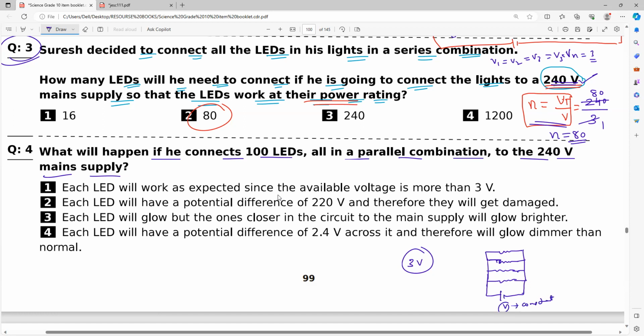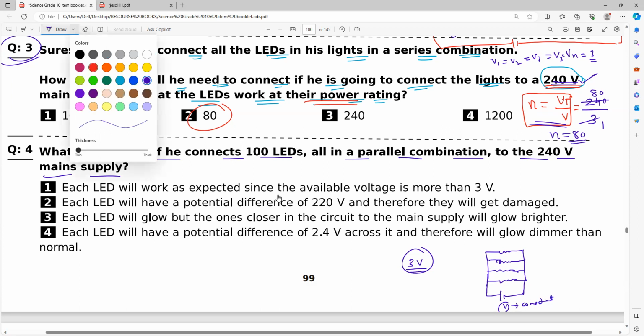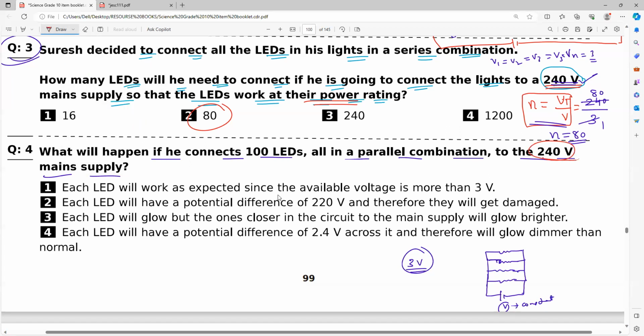Now my actual capacity is 3 volts, but you are supplying how many volts? 240 volts. That means 80 times more than my required voltage. So what will I do? I will get damaged. I will blast. I will fuse. That is our answer. Do you understand it? A short circuit will take place. Very good.